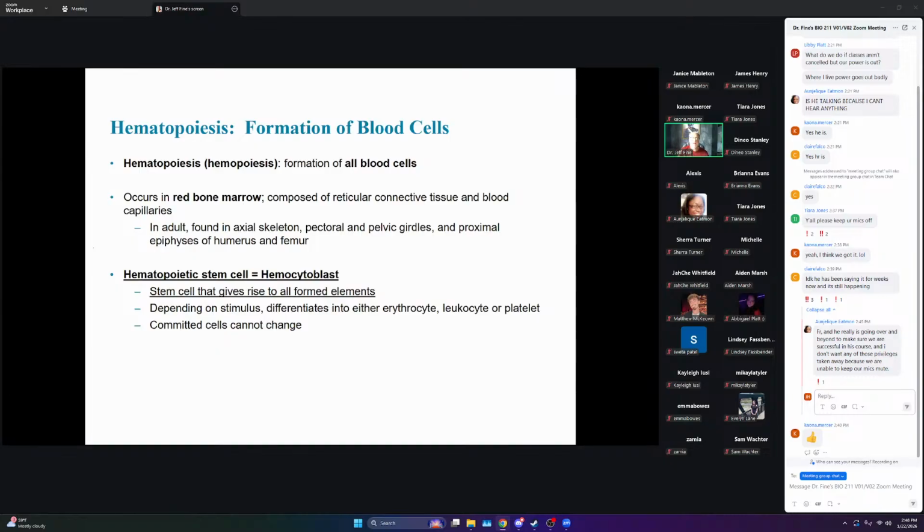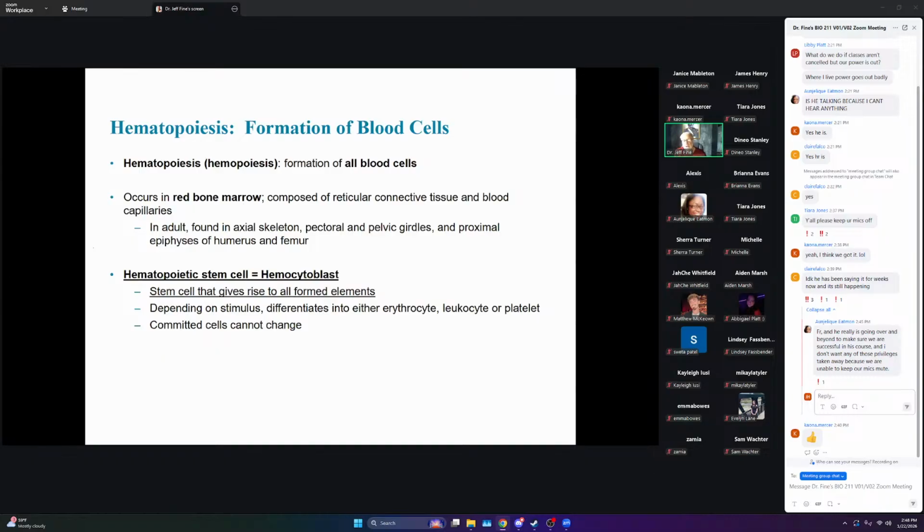Now, interestingly, one hemocytoblast can become any one of the three of the formed elements. Okay, when they first start, they aren't differentiated. So they could turn into an erythrocyte, a leukocyte, or a platelet, depending on what the body needs and what stimulus is going on. Once they make up their mind and commit, though, to being an erythrocyte, for example, they can't change their mind and halfway through the process evolve into a leukocyte.